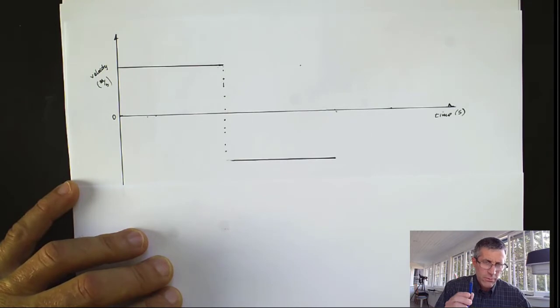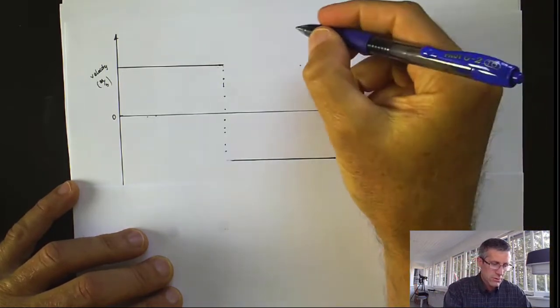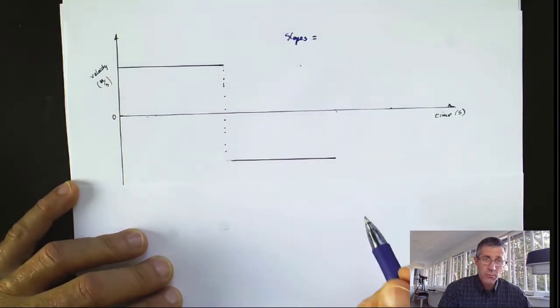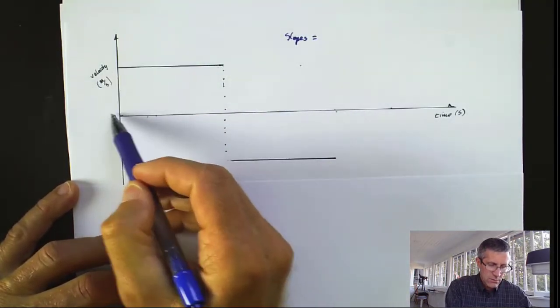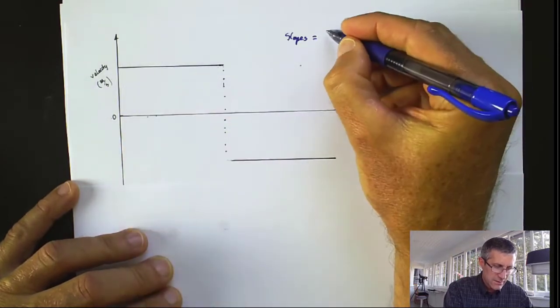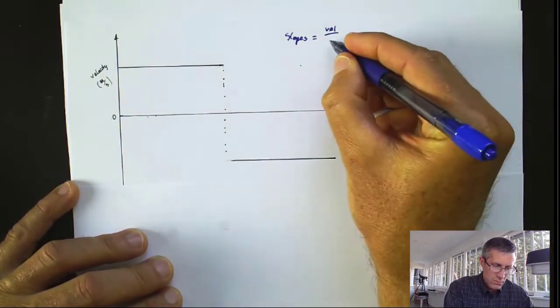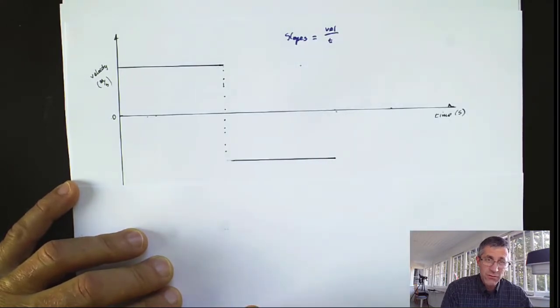So I'm going to go through my thought process, and I want to think about two things for every graph that I see, every motion graph especially. I want to think about what the slope tells me and what the area under the curve tells me, right? So first, slope. Slope is rise over run. So I'm going to have my velocity over time. How does my velocity change over time?